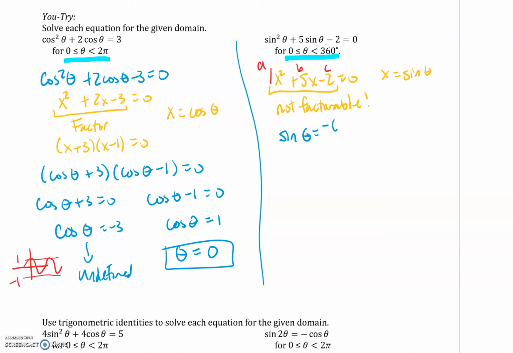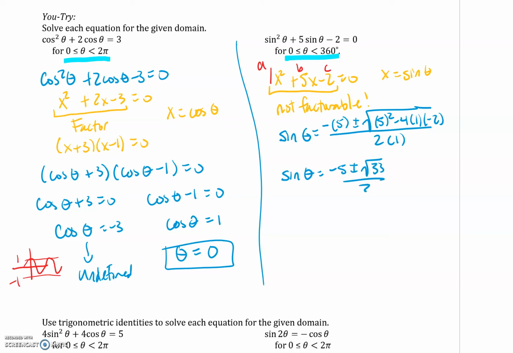So negative 5 plus or minus the square root of 5 squared minus 4 times 1 times negative 2, all over 2 times 1, right? And then do your PEMDAS. Take your time with it. I'm going to save you guys having to listen to me run through PEMDAS. But this simplifies down to negative 5 plus or minus the square root of 33 over 2. And then remember that plus or minus means we have two possible answers.